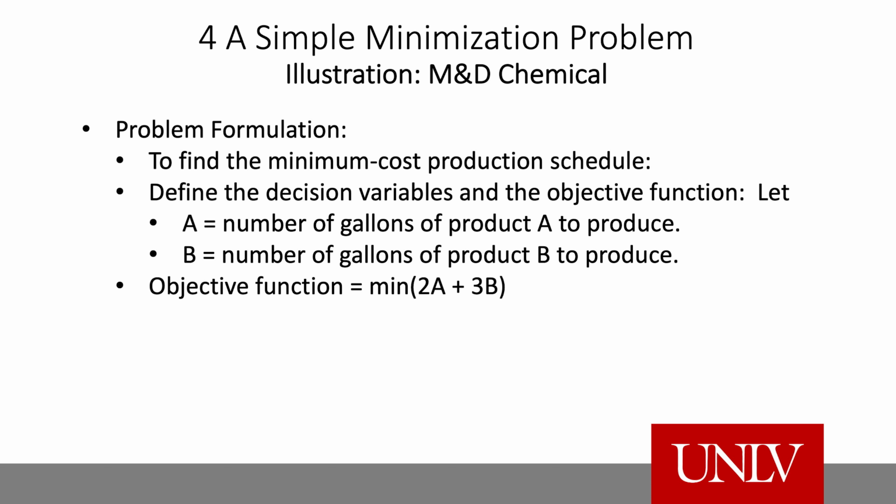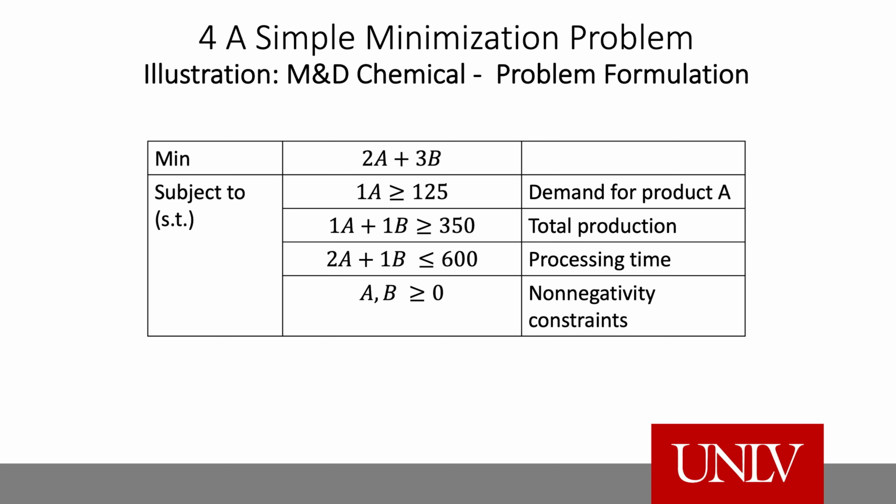And next we consider constraints. Based on the description of the background, first of all, they have to meet customers' demand for 125 gallons of product A. So that means A has to be at least 125. And then for the combined production of both products, which must total at least 350 gallons, we write that A plus B has to be greater than or equal to 350.